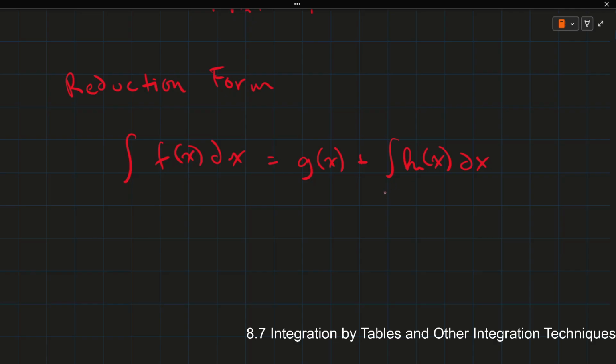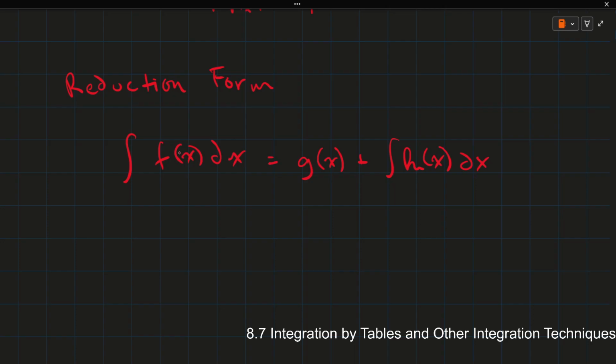In many cases you may still have a complex integral here that we have to do a bunch of work on to get to the bottom of, but it's still better than whatever f of x was. That's kind of the goal.